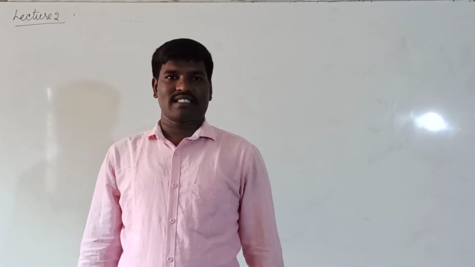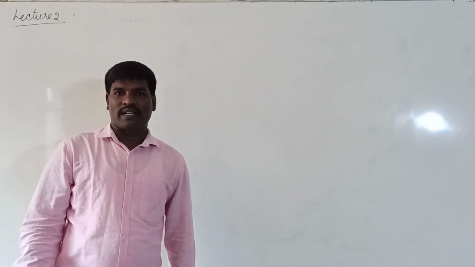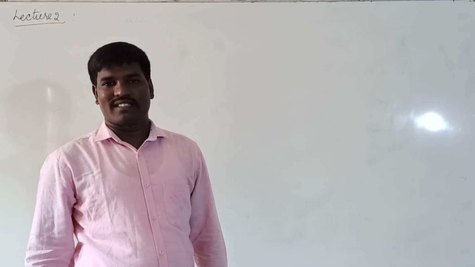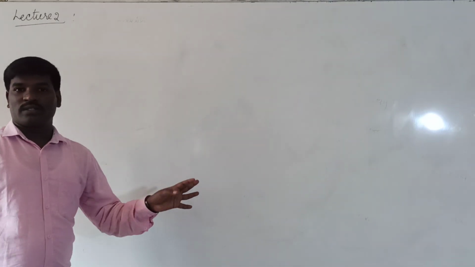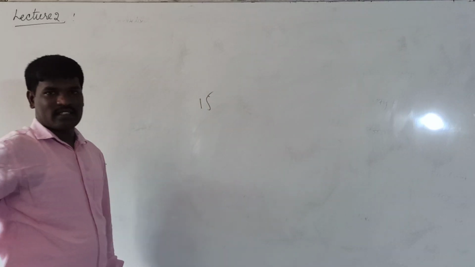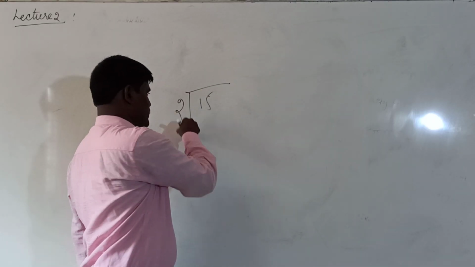Dear students, in the last class we discussed the conversion from decimal number to the binary number system. Today we will discuss the binary number to the decimal number system. Suppose, for example, 15 is a decimal number. You can divide the 15 by 2.